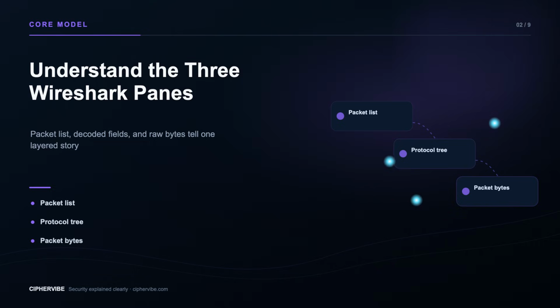These panes answer different questions. The list reveals patterns. The protocol tree explains a selected packet. The bytes preserve the captured representation. A protocol label is Wireshark's interpretation of the available data, and that interpretation can be incomplete when traffic is truncated, encrypted, malformed, or running on an unusual port.